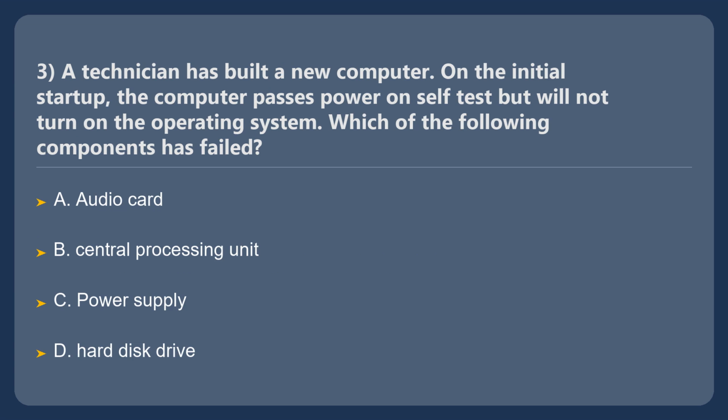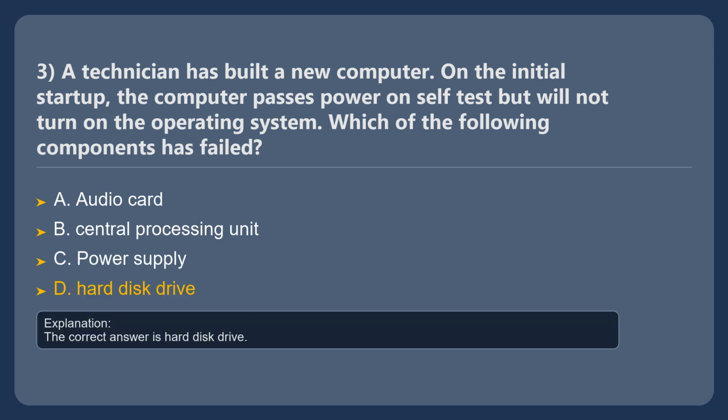Question 3. A technician has built a new computer. On the initial startup, the computer passes power on self-test but will not turn on the operating system. Which of the following components has failed? Option A, audio card. Option B, central processing unit. Option C, power supply. Option D, hard disk drive. The correct answer is option D, hard disk drive.